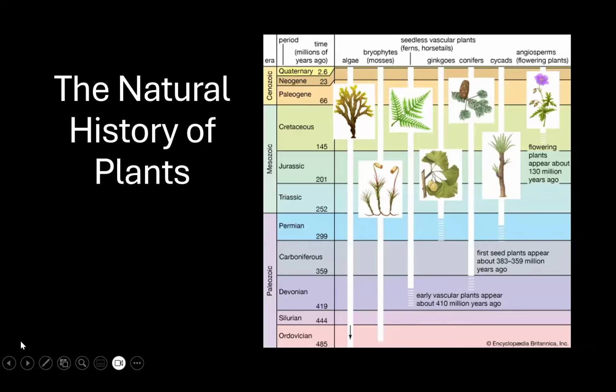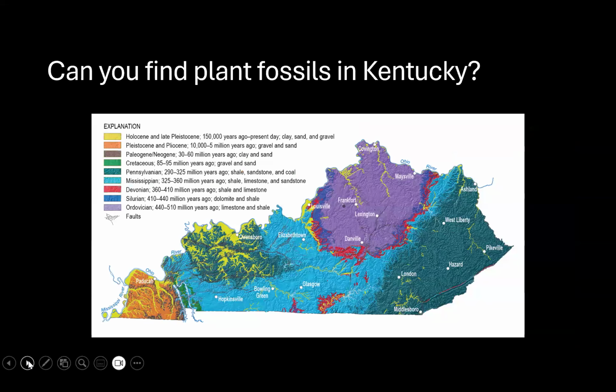In this class, we're going to talk specifically about the type of plant fossils that we're going to see in Kentucky. I really want to focus on Kentucky's natural history, and what we are going to see. In order to start that conversation, it's important that you all see a map of the geologic state of Kentucky.